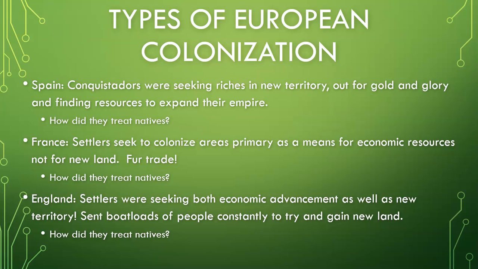England had settlers going who wanted land and economic resources. They sent all sorts of people, literally boatloads, over and over to the new territory to try to get more new land. How did they treat the natives? It depends on the group, but usually not well. Even if they didn't mean to, the fact that there were so many made natives and English people not get along. So Spain treated the natives horribly, enslaved them, tried to capture them, all that bad stuff.